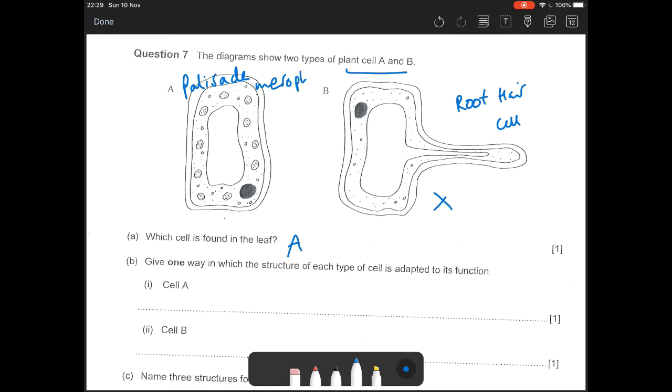This cell A is called a palisade mesophyll cell, or sometimes just a palisade cell, characterized by having lots of these structures here, large numbers of them, which are, of course, the chloroplasts.